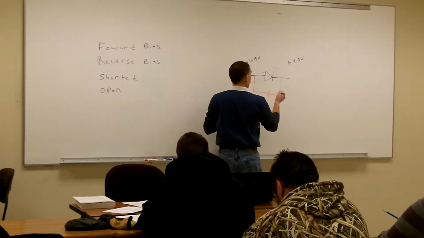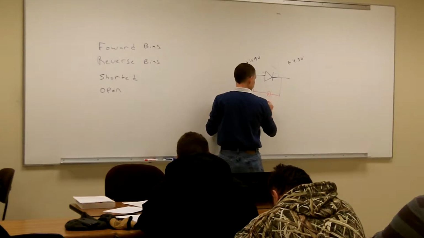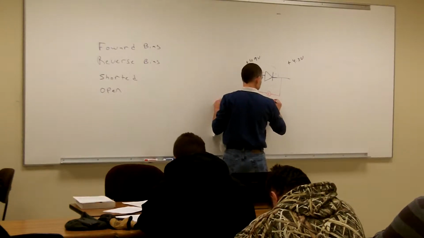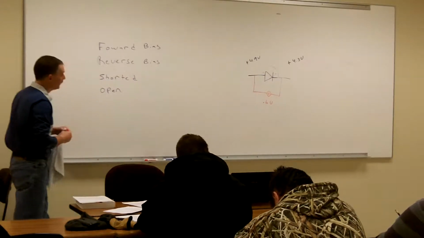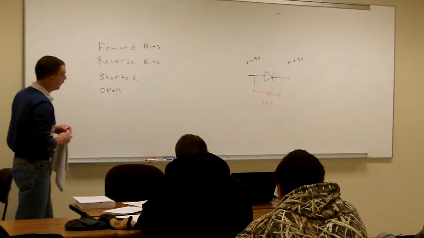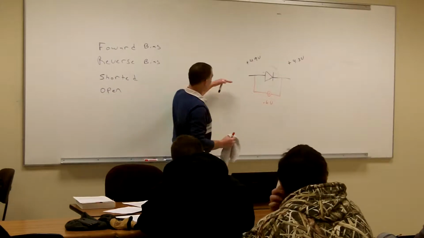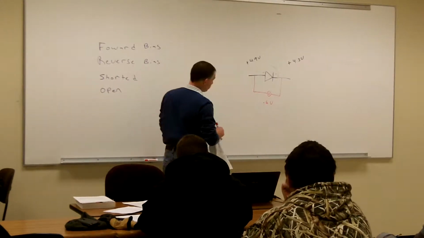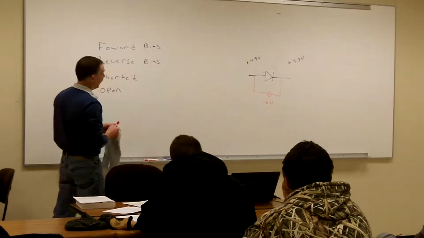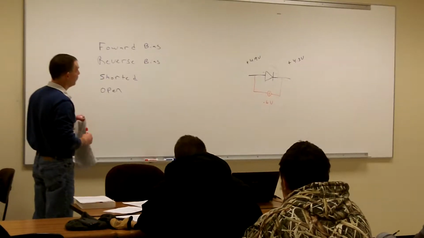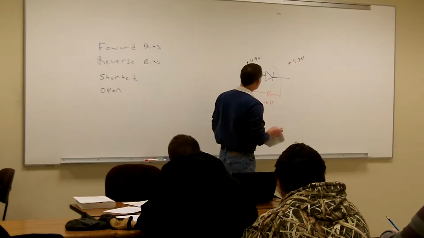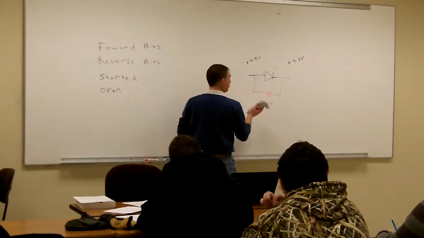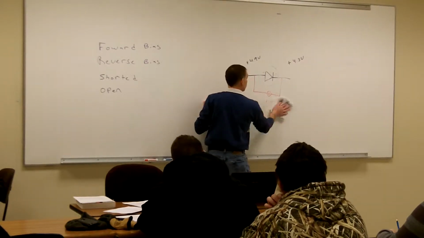So it's still going to act like an open, and it's going to drop its 0.6 volts, but there isn't going to be any current going through there, or it's going to be a very small amount of current. It's going to be right in that in-between state, and we'll take a look at that on our characteristic curves. But we need at least 0.7 volts to get that diode to turn on.